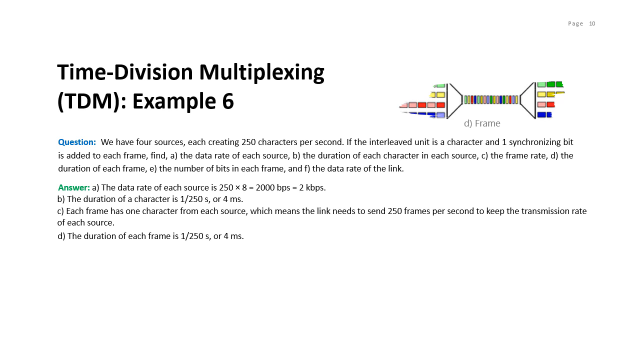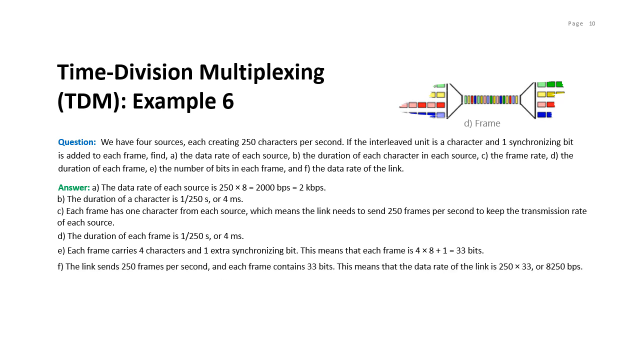For E, each frame carries 4 characters and 1 extra synchronizing bit. This means that each frame is 4 times 8 plus 1 equals 33 bits. And finally, for F, the link sends 250 frames per second and each frame contains 33 bits. This means that the data rate of the link is 250 multiplied by 33, or you'll get 8250 bits per second or 8.25 kilobits per second.